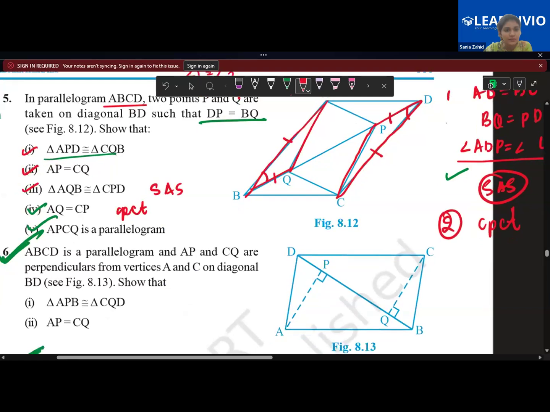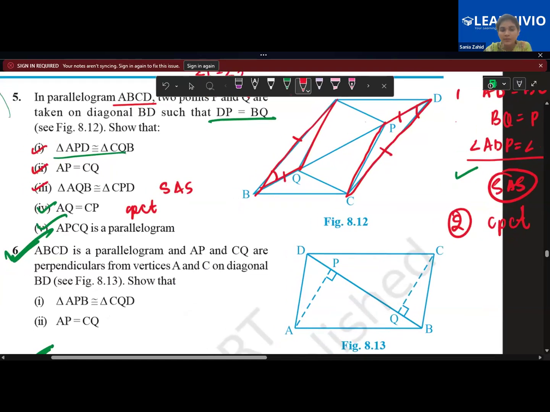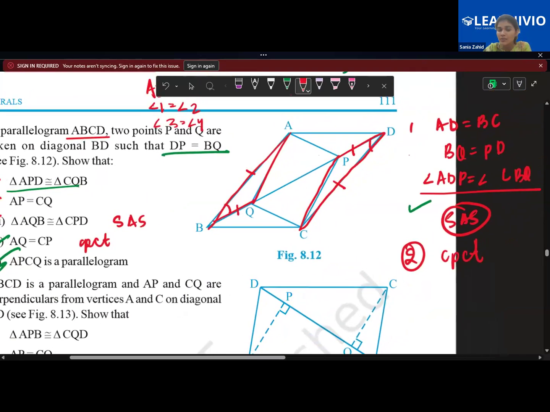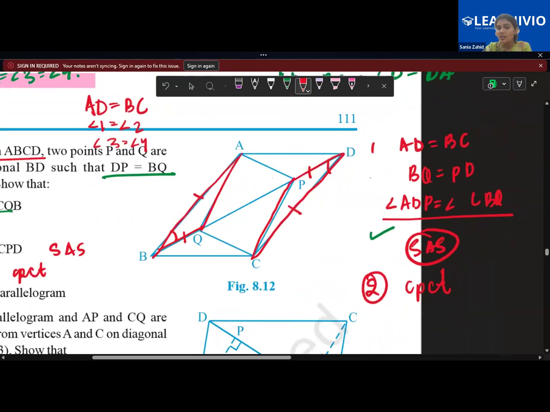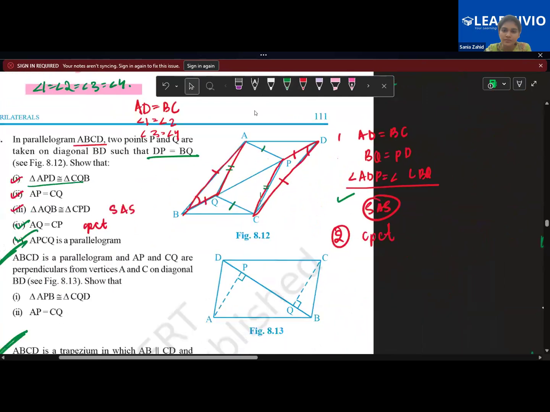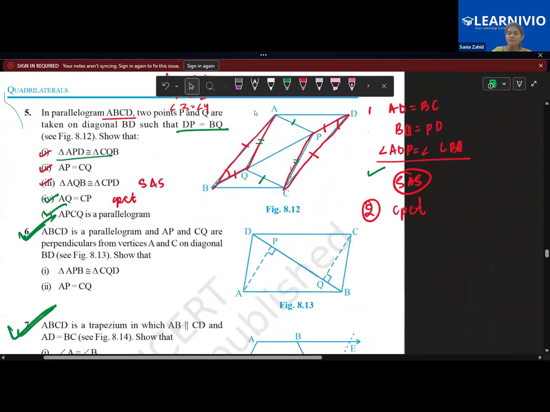Okay. The last one: APCQ is a parallelogram. Why? From the previous proof, you can say that AP is equal to CQ, and from this proof, you can say that AQ is equal to PC. Opposite sides of a parallelogram are equal, hence it's a parallelogram. Okay? Right, children?